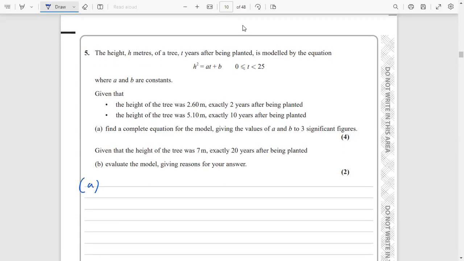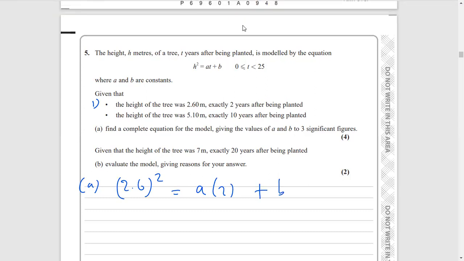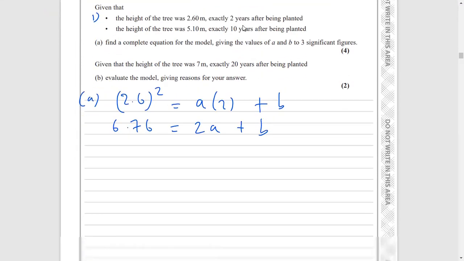What we're going to do is just plug in the first piece of information into the formula that we've got here. So when the height is 2.6, we've got a time of 2 years, so t is 2. So h squared, using our formula, just plugging h equals 2.6 and t equals 2 in, we get a times 2 and then plus b. So 2.6 squared, 2.6 times 2.6, just using my calculator to do this, is 6.76, and that's equal to 2a plus b. So that's our first equation.